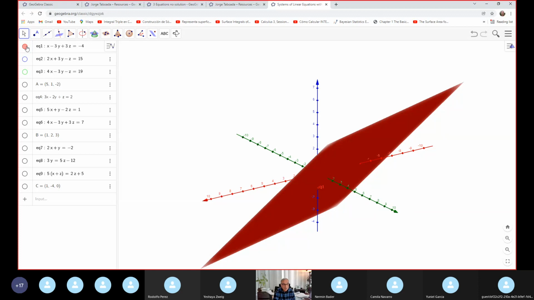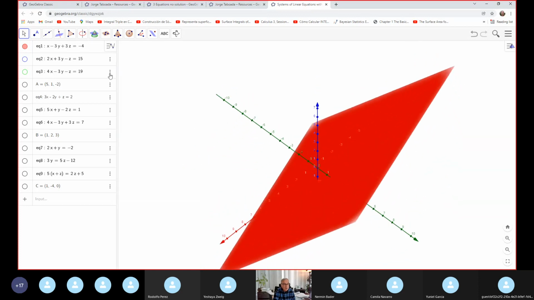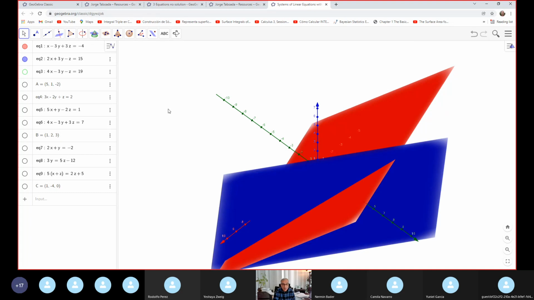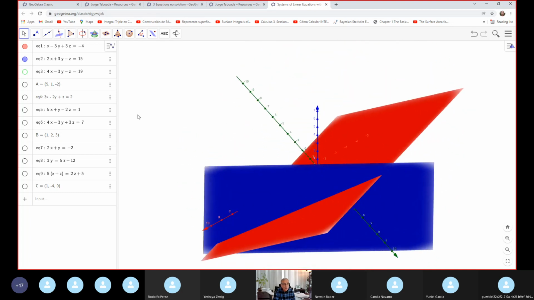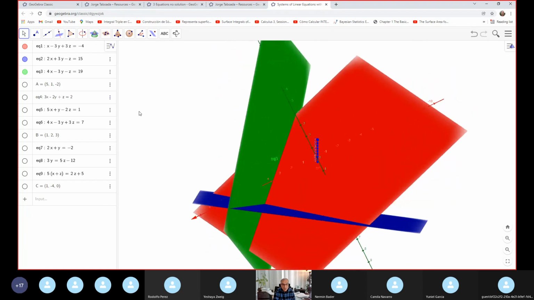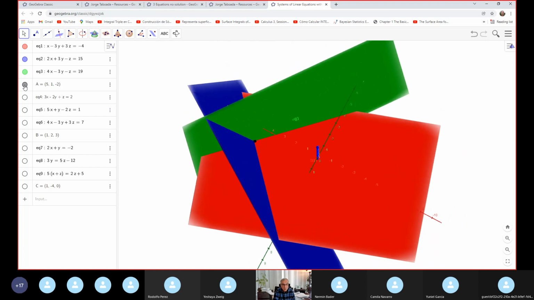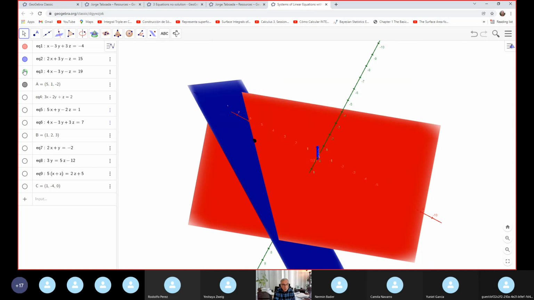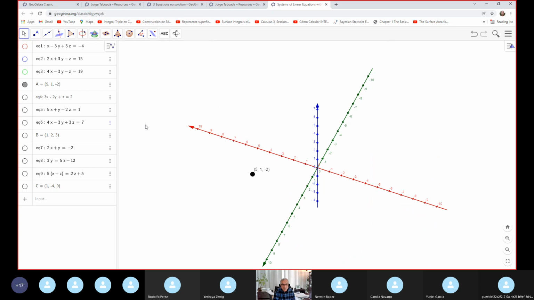equation by equation. This is equation 1, it's a plane. Equation 2 is another plane. These planes intersect. And we have another plane, another equation. Bam! In that corner you see a common point. I put the point in black color. This is the solution for the system.